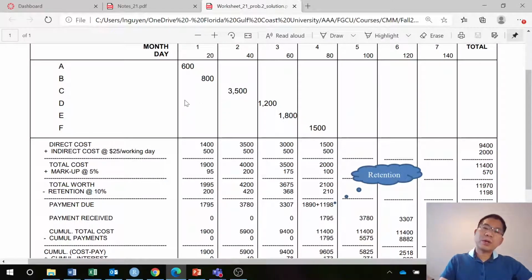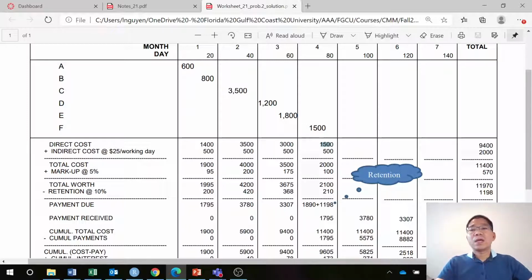Then we do similar to what we did in problem 1, the direct cost for the first month, because that month includes activity A and B. So we have 600 plus 800, which means 1,400,000, because the numbers are in thousands of dollars. Similarly, only one activity, go down here, 3,500,000. Month 3, two activities D and E are involved, add them up, 3,000. Month 4, only F, 1,500,000.